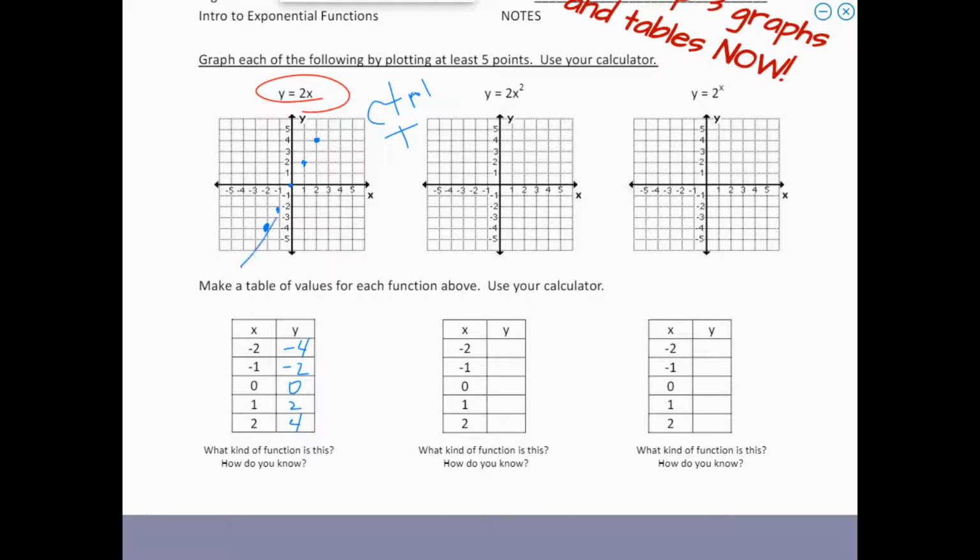So here we go. We got a line here. So what kind of function is that? Linear. It's a linear function. Right? It's a linear function.